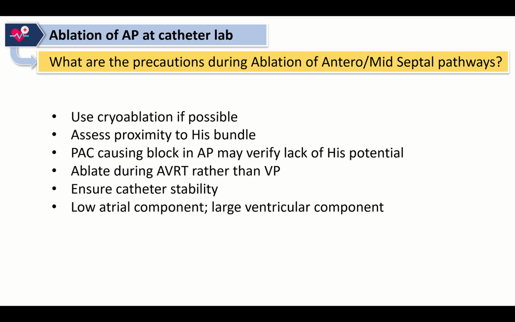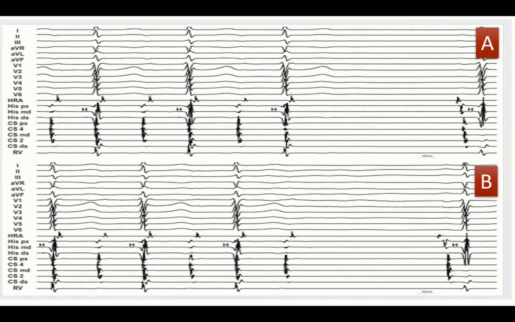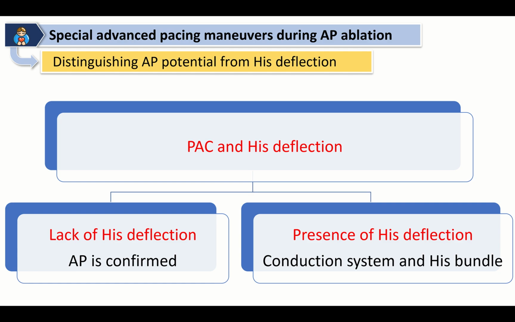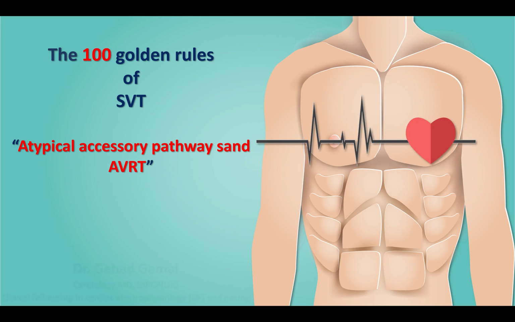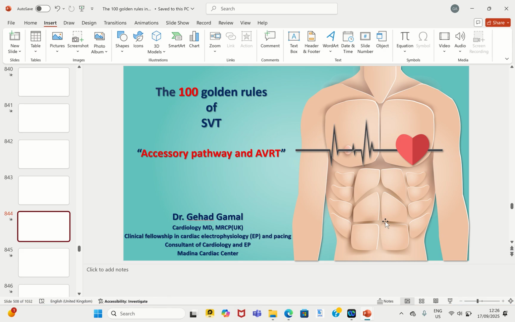Finally, in case of anterior and mid-septal accessory pathway, you can use cryoablation. And thank you so much for this illustration and attendance.